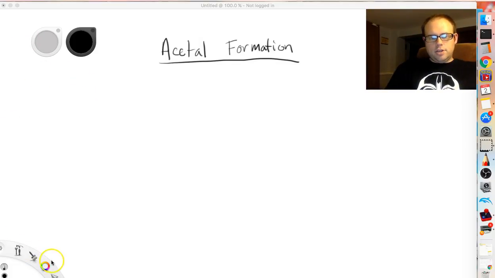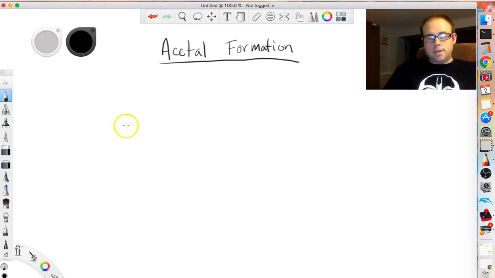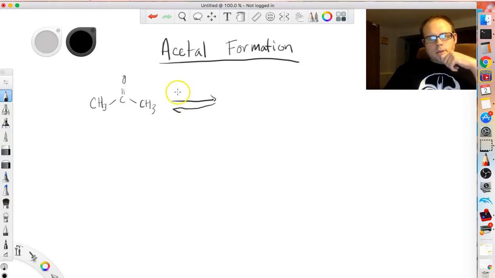So for acetal formation, it's going to be kind of similar to the amines and the enamines that we have seen. You're going to start with an aldehyde or ketone. We'll go ahead and work with a ketone here. Let's just do acetone to keep things simple. Acetal formation is a reversible reaction similar to the amines and enamines. So what we're going to use is some sort of an alcohol, which would be ROH. I'll just go ahead and use methanol here as an example. And this is, again, acid catalyzed as we're working with this.